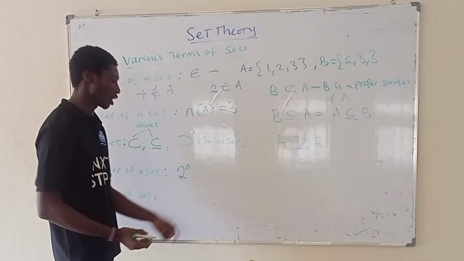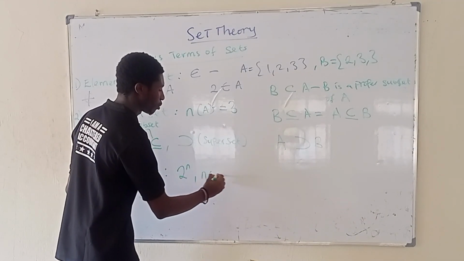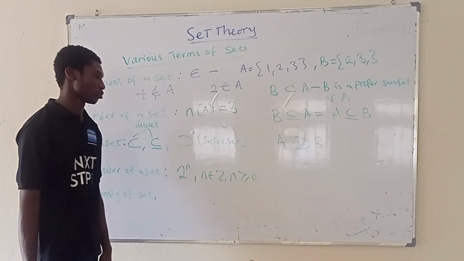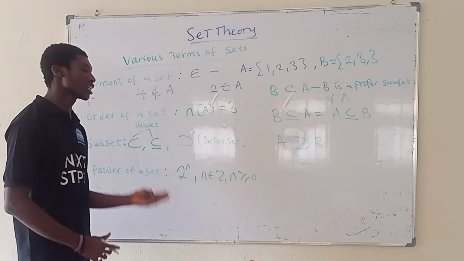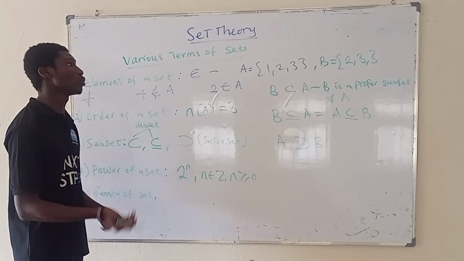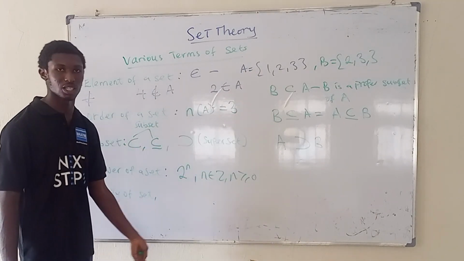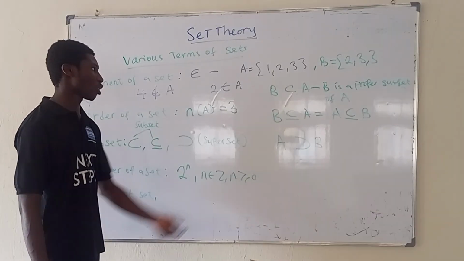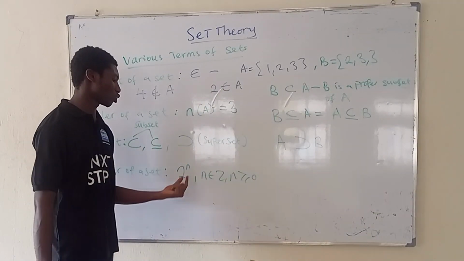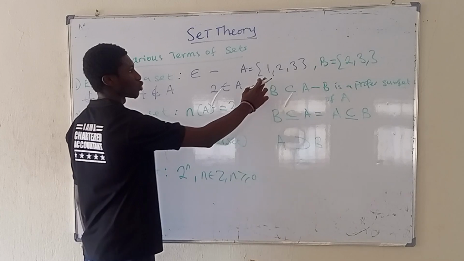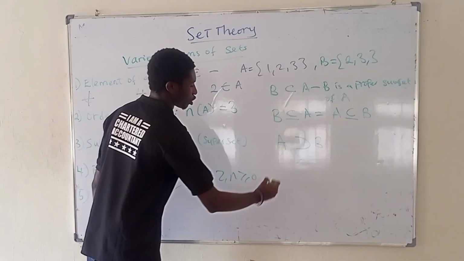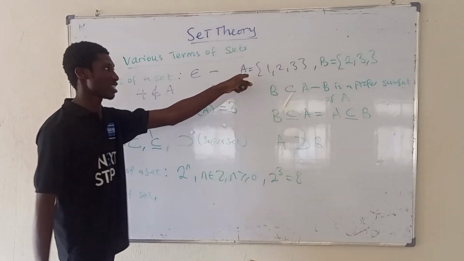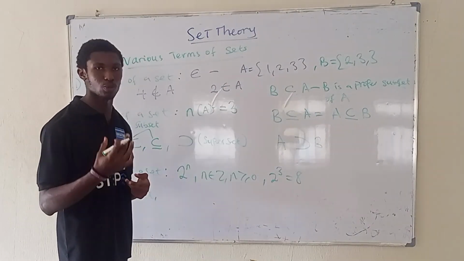2 raised to the power of n, where n is an element of integers and n is greater than or equal to 0. So n can be 0, but n cannot be negative 1, negative 2. We cannot have negative 1 element of a set. So let's use A as our case study. The power of the set A will be 2 raised to the power of n, and we count it: 1, 2, 3. So 2 raised to the power of 3 will be equal to 8. So the set A has 8 subsets.